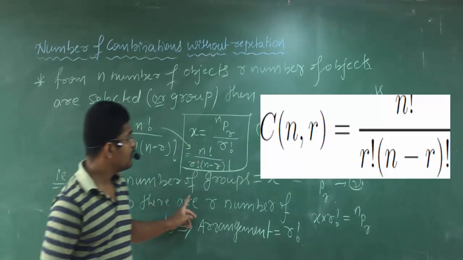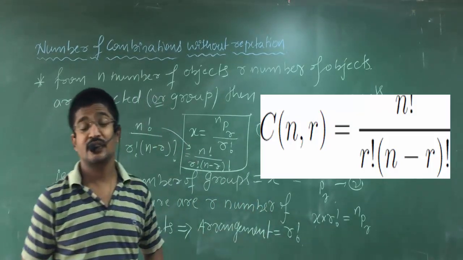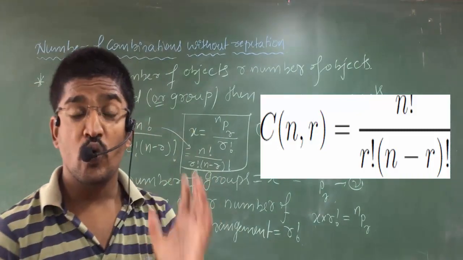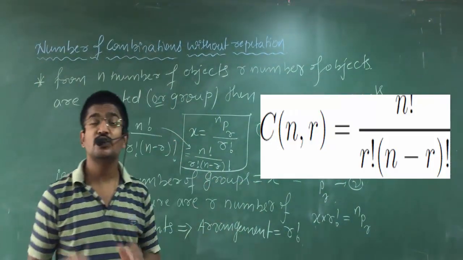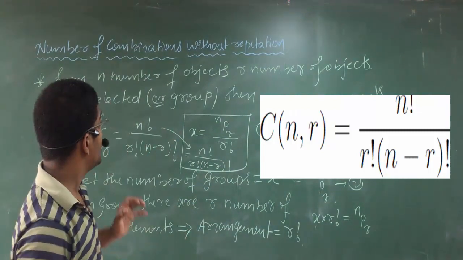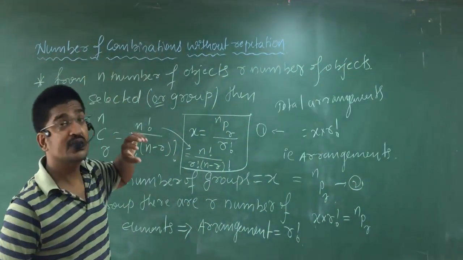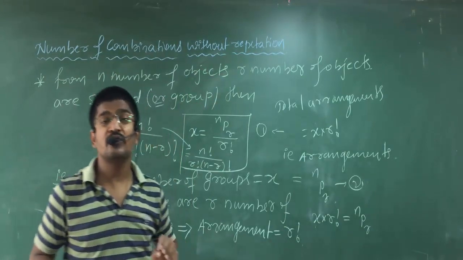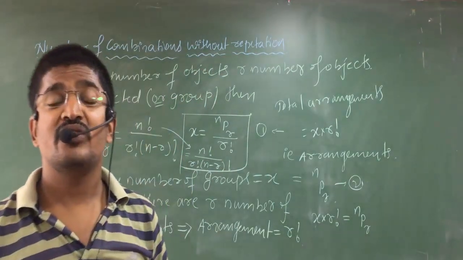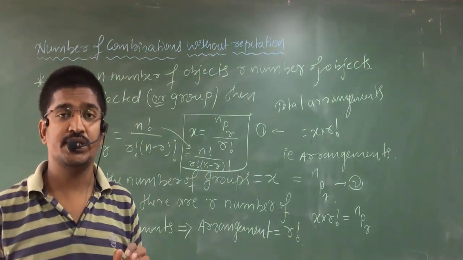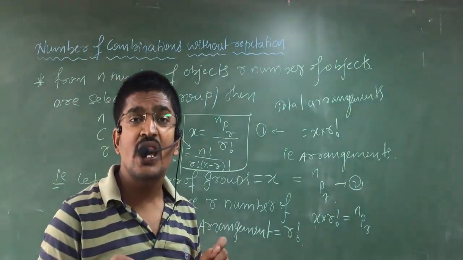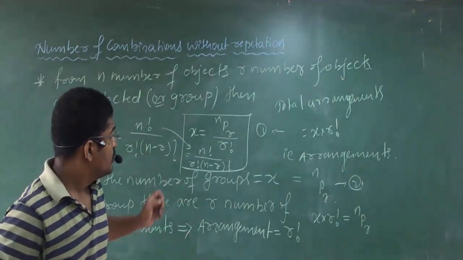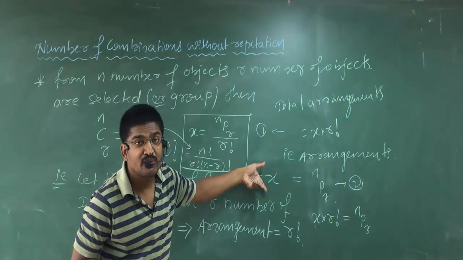Let the total number of groups be equal to x. That means we were finding the total number of groups. From this we were finding the total number of groups where we had n number of elements, we chose r number of elements from n, and we were finding the total number of groups. See how I have calculated here. That was x. Are you getting my point?